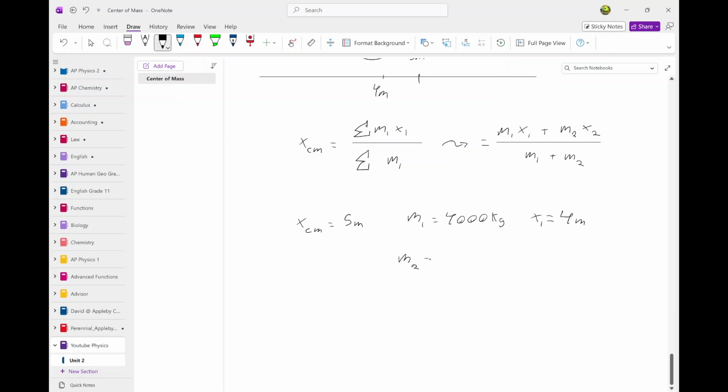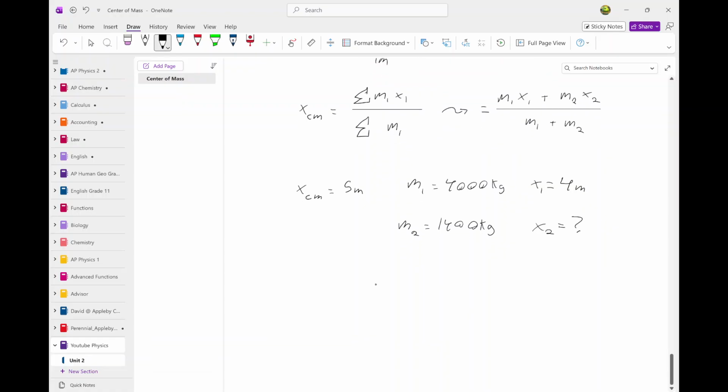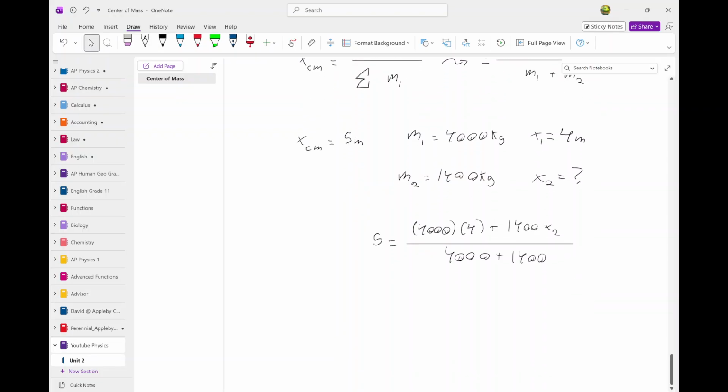The second mass is 1,400 kilograms. And its position, well, we don't know where to place it. So let's now rewrite the equation: 4,000 times 4 plus 1,400 times x2, then we divide it by 4,000 plus 1,400. There we go.